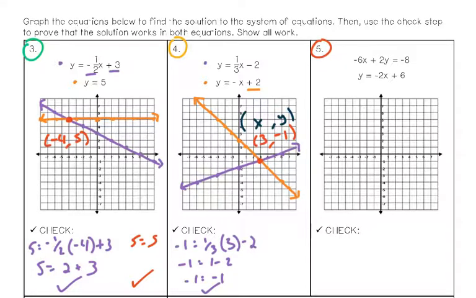So if that works, then when I plug that in on the red line, that would also come out to be true. -1 equals -1. So since it's true on both lines, that's just an algebra way to check that you did your work correctly.